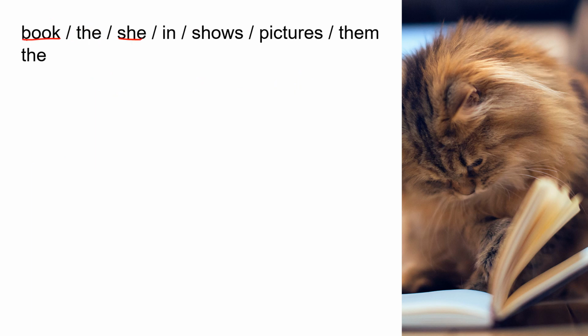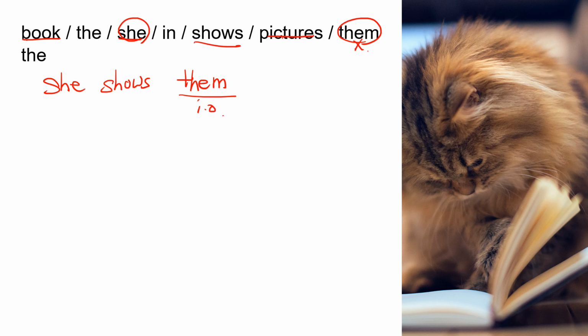Book, she, them, pictures. But them cannot be the subject because this is objective case. And then we have she as the subject. She shows. She shows what? She shows pictures. She shows them. She shows the book. She shows them. Okay, so this one has to be indirect object. She shows them what?